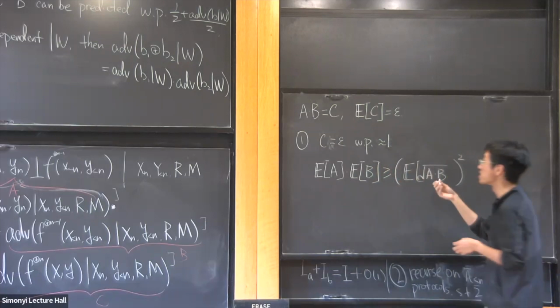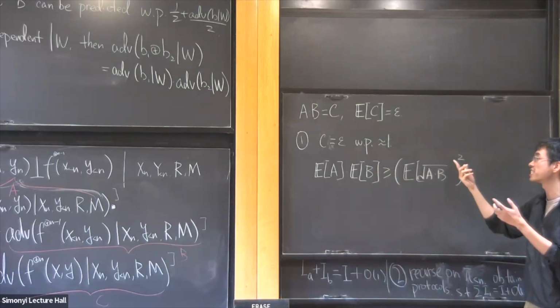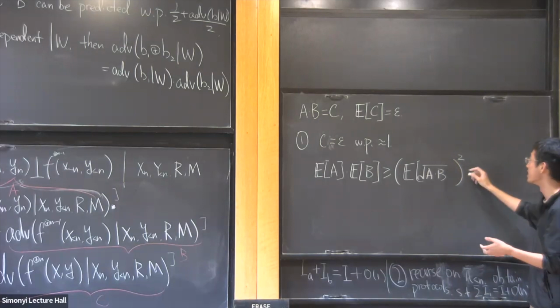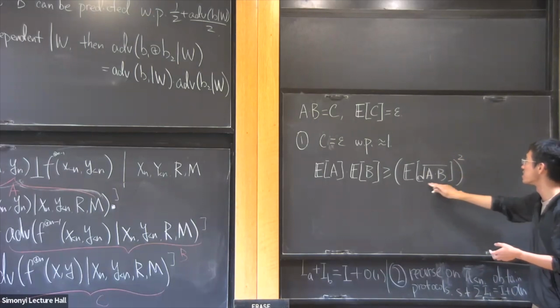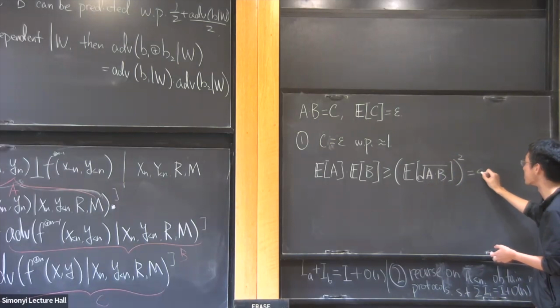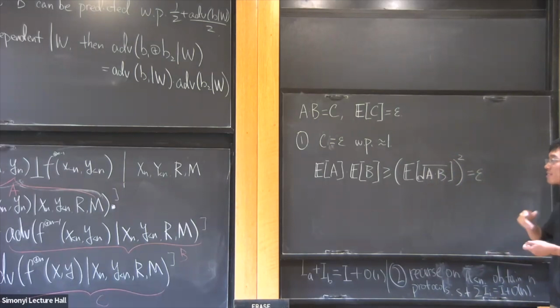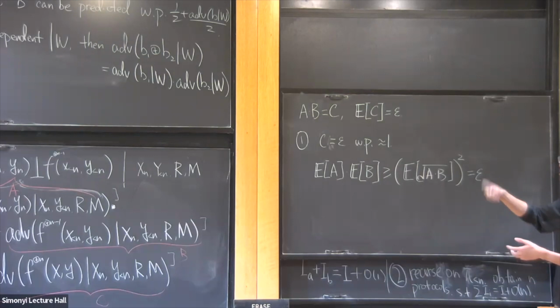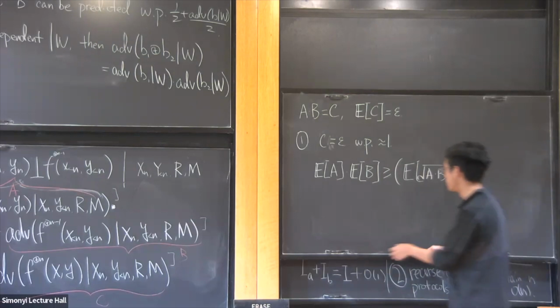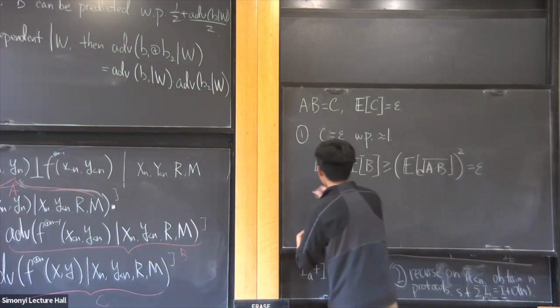And then, if C takes the value epsilon almost all the time, then this is basically square root of epsilon, and this is basically epsilon. This means that the advantage of these two smaller protocols, the product of the expected values, is actually at least epsilon. Then we know that at least one of them has good advantage. So either the one for F has good advantage already, or the other one must increase by some multiplicative factor. So this is the easy case.